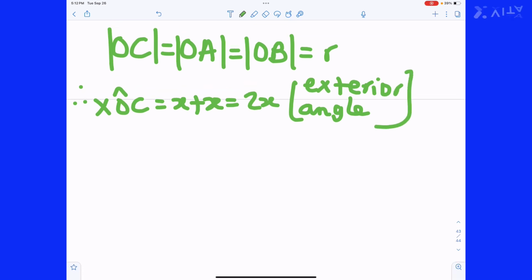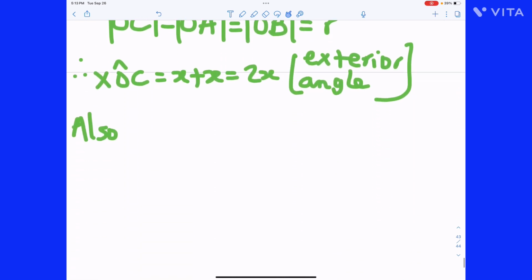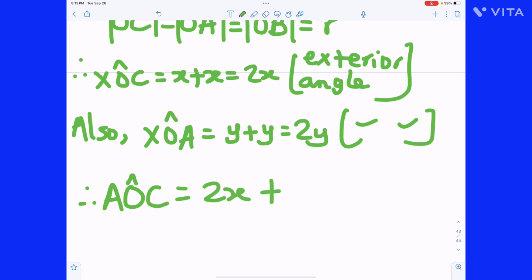Also, let's go back to the diagram. Also, angle XOA is also equal to 2y, y plus y, because exterior angle is equal to the sum of two opposite interior angles. So also XOA is equal to y plus y is equal to 2y, for the same reason, exterior angle. So that means angle AOC is equal to 2x plus 2y.